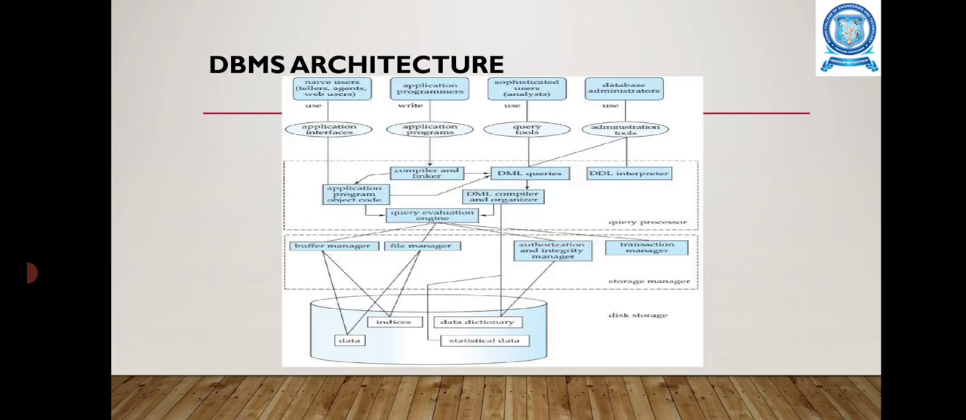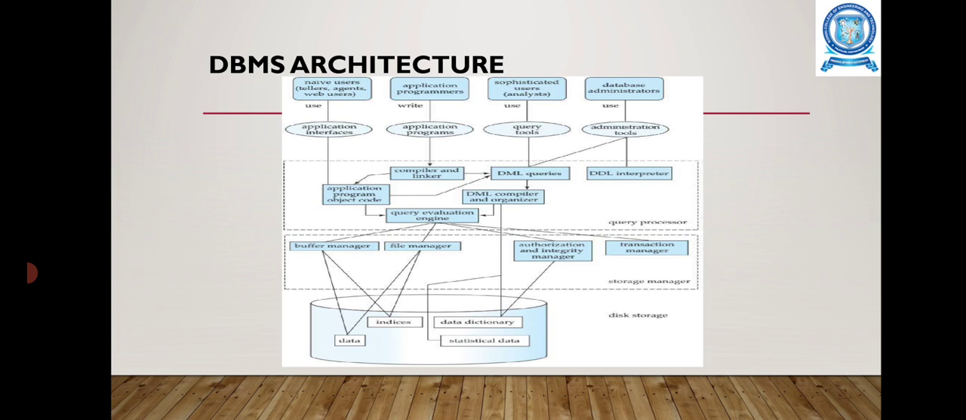Next is the DBMS architecture. The DBMS architecture depends upon how users are connected to the database and send their requests. The DBMS architecture mainly contains some important components. The first one is the application programmers, then the sophisticated users, then the naive users, then the database administrator, then the specialized users, etc. These are the important components.